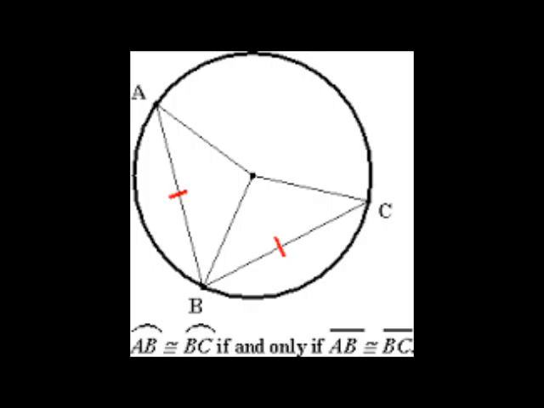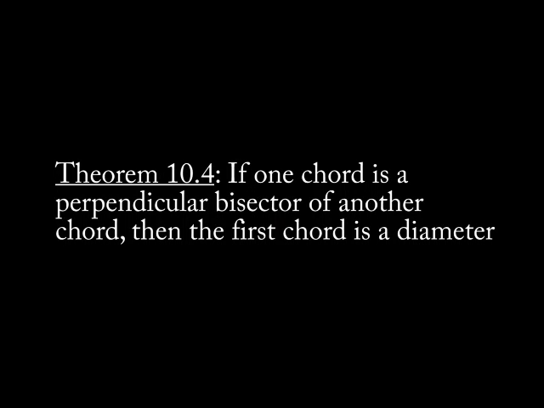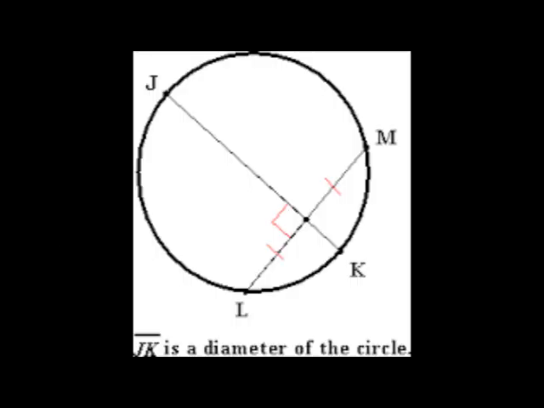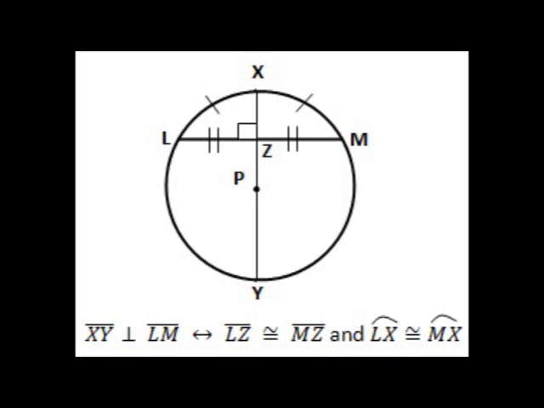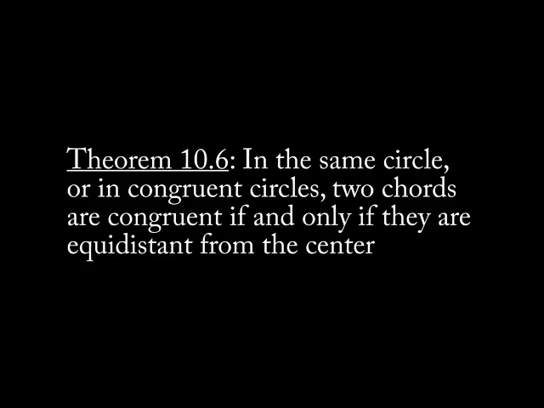Theorem 10.4. If one chord is a perpendicular bisector of another chord, then the first chord is a diameter. Theorem 10.5. If a diameter of a circle is perpendicular to a chord, then the diameter bisects the chord and its arc. Theorem 10.6. In the same circle or in congruent circles, 2 chords are congruent if and only if they are equidistant from the center.